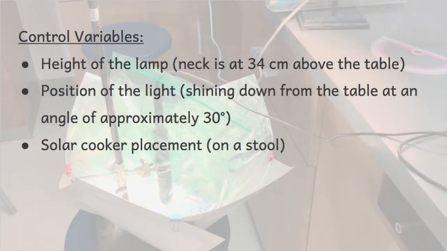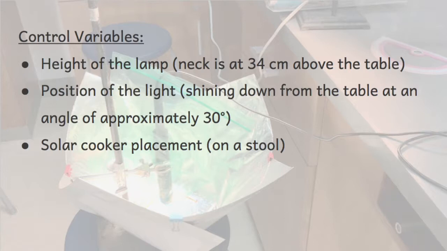Now let's look at our last 3 control variables. The first control variable of the last 3 is the height of the lamp, which is approximately 34 centimeters above the table. And this needs to be controlled because just as with the height of the tube in the solar cooker, the closer the source of heat is to the water, the faster the water will rise in temperature.